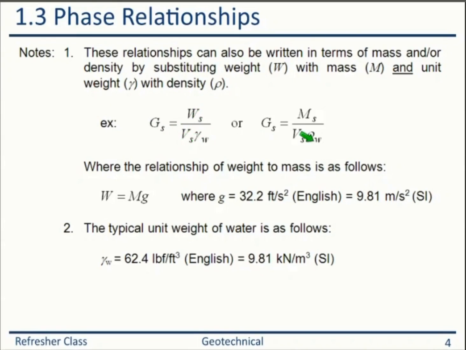In terms of density, it is the mass of the soil solid per volume of soil solid, and the weight is connected to the mass with this equation, where g is the acceleration due to gravity in English unit and SI unit. In exams, if unit weight of water is not given, you have to take it as 62.4 pounds per cubic feet in English unit, or 9.81 kilonewton per cubic meter in SI unit.